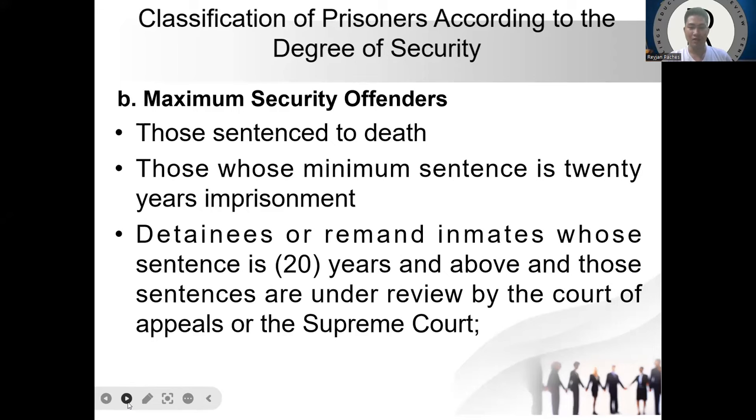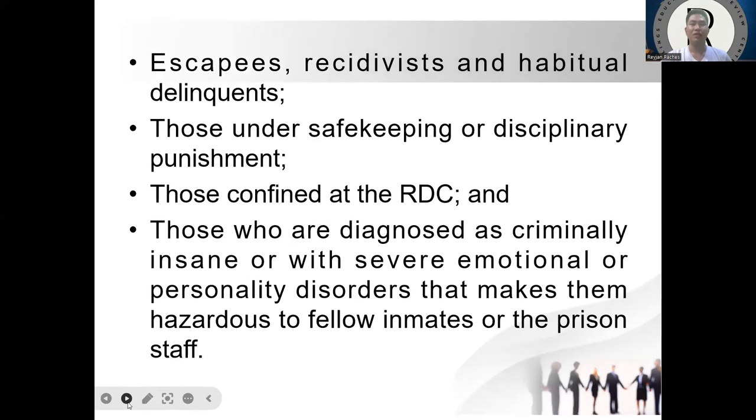So, titingnan pa kung pwede pang makalaya or may possibility na pwede pa siyang lalaya. So pwedeng ilagay dyan sa maximum security prisoners. And of course, yung mga pending cases na more than 20 years yung punishment na binigay ng batas natin. Okay, aside from that, mga escapees, yung mga umalis sa kulungan, recidivist, yung nakakommit ng crimes which is embraced in the same title of the Revised Penal Code. Halimbawa, for the first time, nakommit niya na crime is homicide, then for the second time, murder naman. So homicide and murder, they're embraced in the same title which is crimes against person.